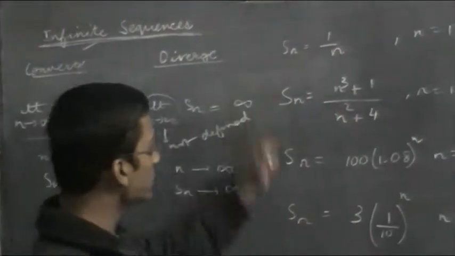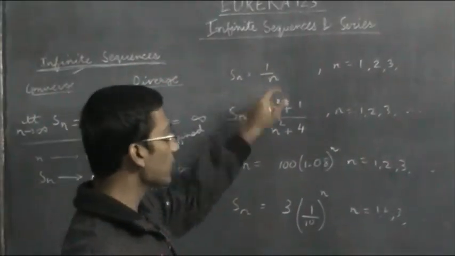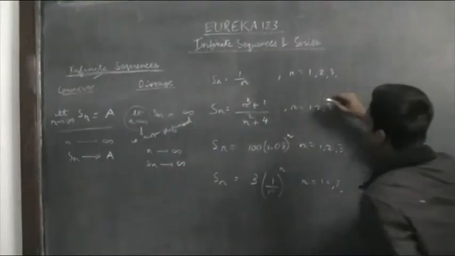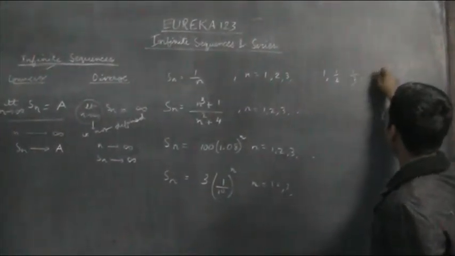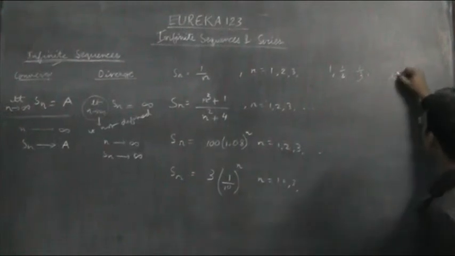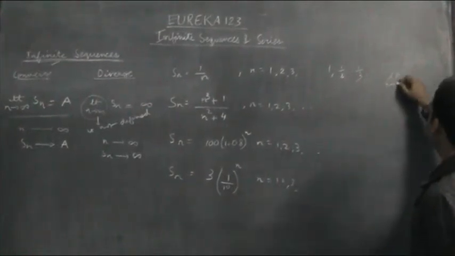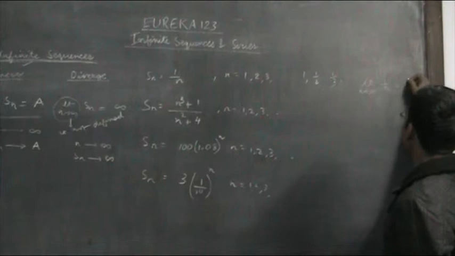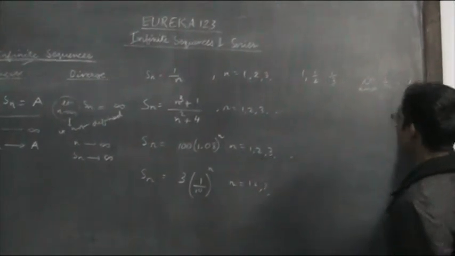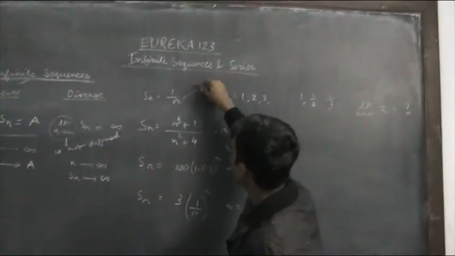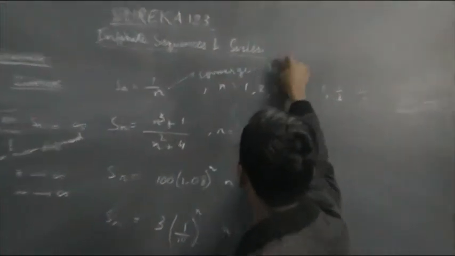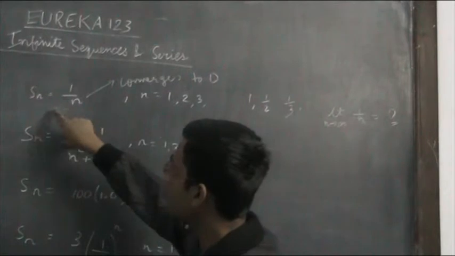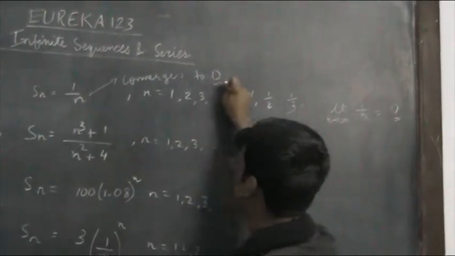Now let us look at these sequences. If we look at 1 by n, the terms in this sequence are 1, 1 by 2, 1 by 3 and so on. And if we take limit n tends to infinity, 1 by n, we get 0, which is a constant value. Hence we say that this sequence converges and it converges to 0. So as n is tending to infinity, Sn is tending to 0.